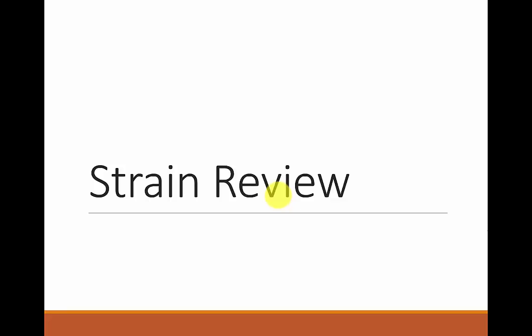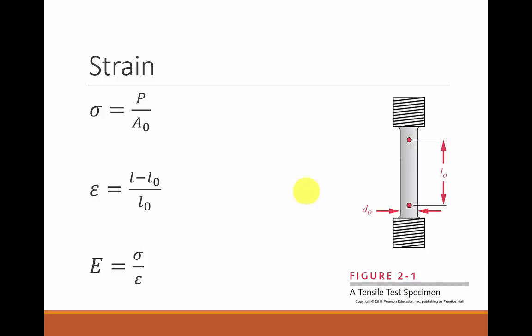Okay, in the last lesson we discussed stress and how to take a particular stress state and transform it into principal normal and shear stresses. In this lesson we're going to take a look at the relationship between stress and strain and how to convert a stress state into the strain that is experienced at that element. So let's take a look at a review of that.